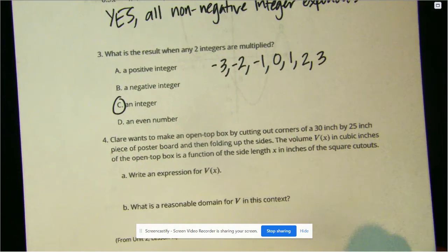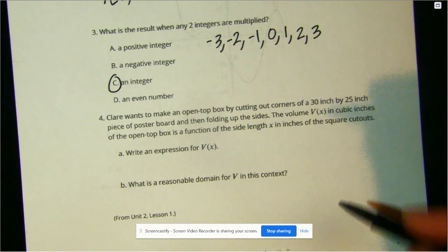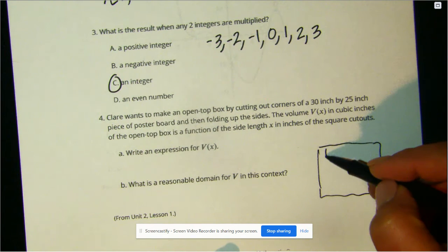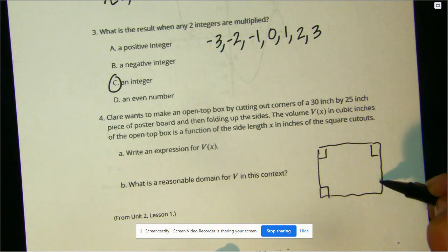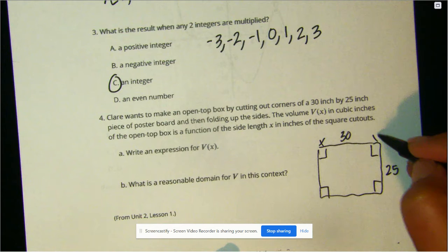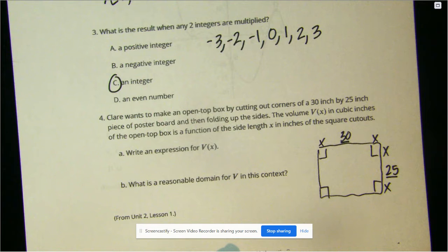I'm not going to be able to get a half or a decimal. Number 4, Claire wants to make an open top box by cutting out the corners of a 30 by 25. Here's that problem, cutting out the corners from lesson 1, 30 by 25. And you're taking away 2 cuts from each of these dimensions, and then you fold it up.